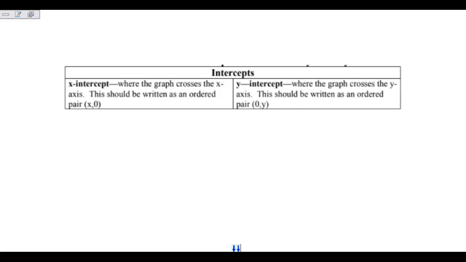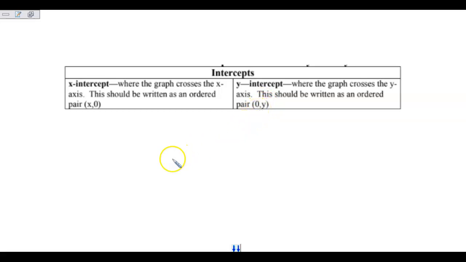An intercept is where it crosses the axis. An x-intercept is where the graph crosses the x-axis, and it should be written as the ordered pair of whatever that value is for x and 0, because if it's touching the x-axis, y is always going to be 0. A y-intercept is where the graph crosses the y-axis, and that point should be written as an ordered pair of 0, y, because the y-axis is where x is 0. So x is always going to be 0, and then where it's crossing the y-axis, that's what y is going to be.